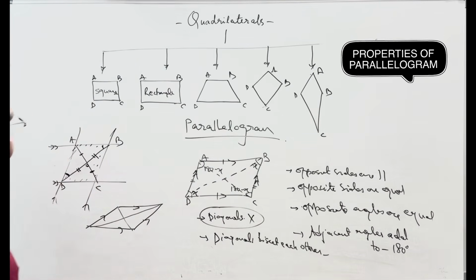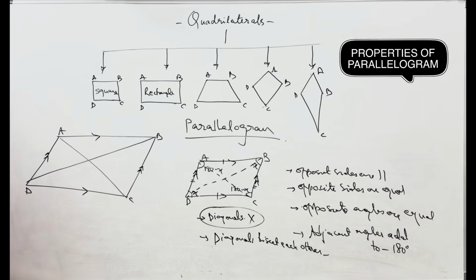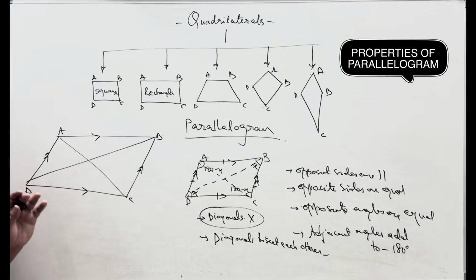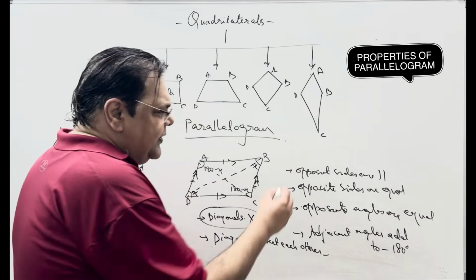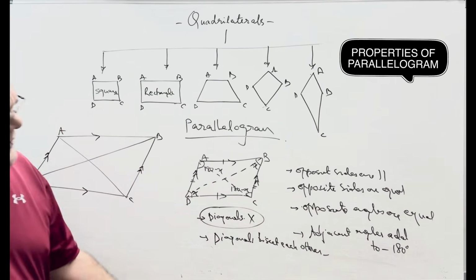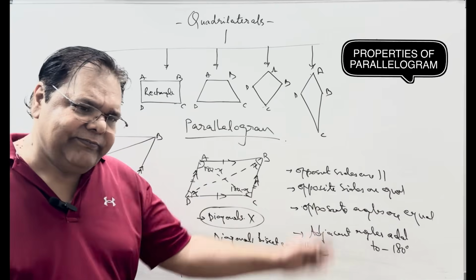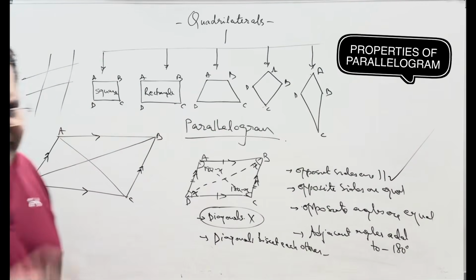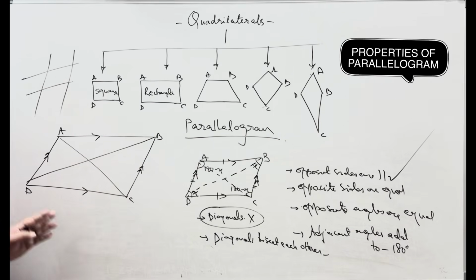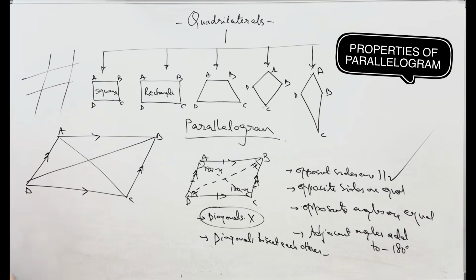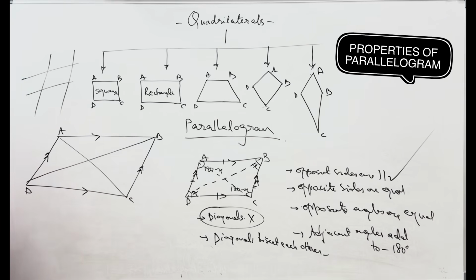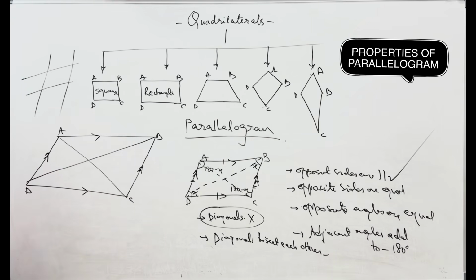Diagonals bisect each other. Any quadrilateral, if it has opposite sides parallel, is definitely called a parallelogram. If opposite sides are parallel, this will happen automatically. So if this is satisfied, then it is a parallelogram. Opposite sides are parallel, it is a parallelogram. In a square, opposite sides are parallel, it's a parallelogram. In a rectangle, opposite sides are parallel, parallelogram.